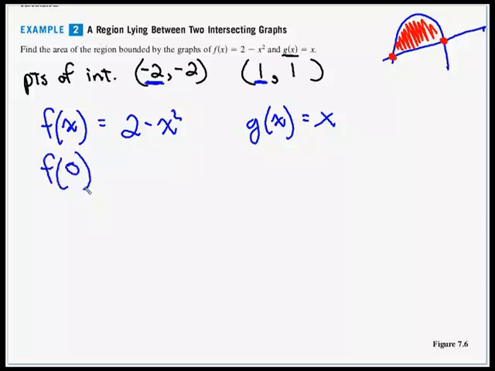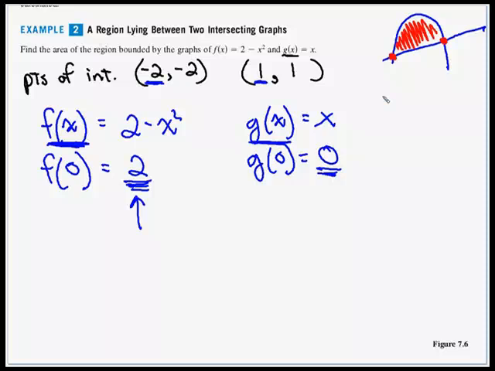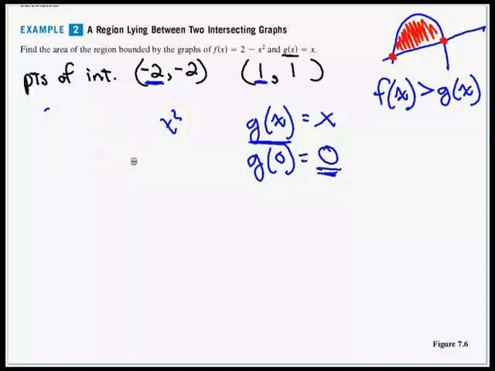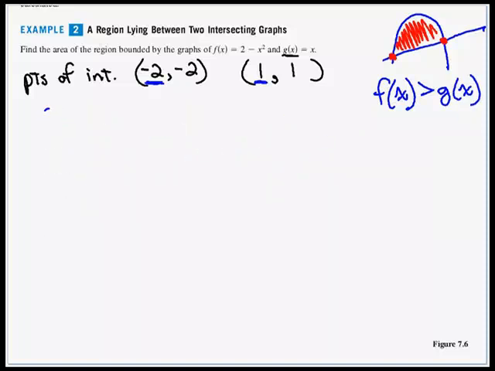f of 0 here would be 2 minus 0 squared, or 2. That's how high this function is at 0. And here we would have g of 0 is equal to 0. So it looks like this is the upper function. f of x is always above g of x. f of x is always greater than g of x. So we want to make sure f of x is our upper function.